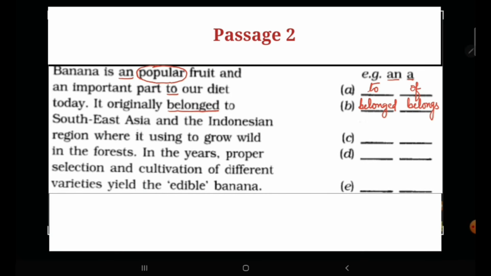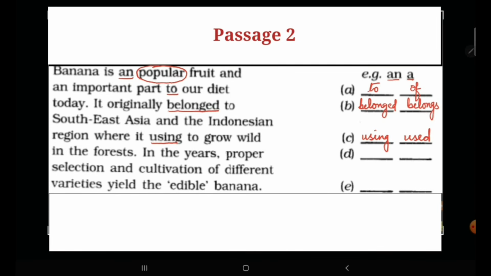To Southeast Asia and the Indonesian region. Now this line has no error, so there are no blanks. Where it using to grow wild. Now using to is not correct. So instead of using, it should be used. It used to. Wild in the forests.